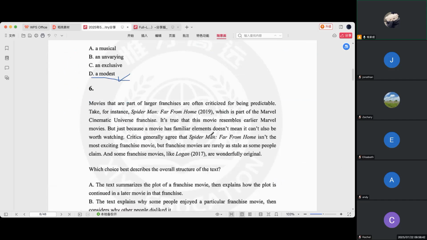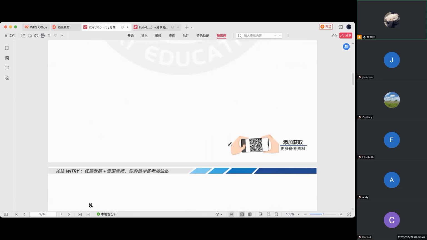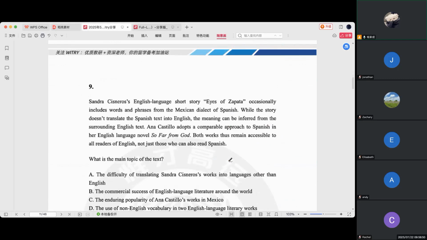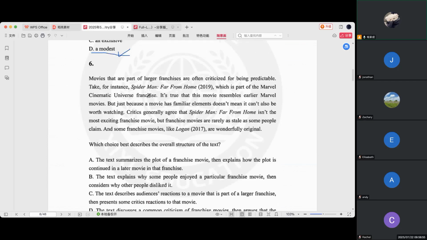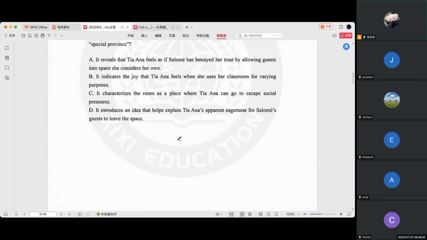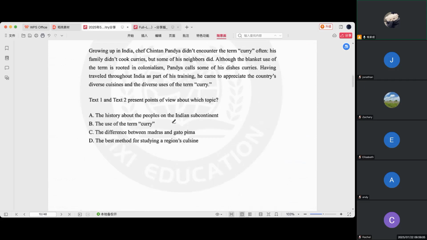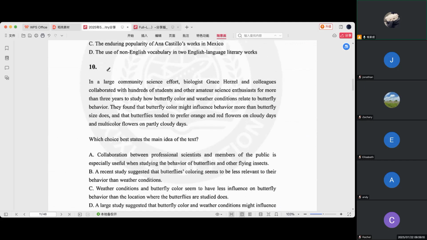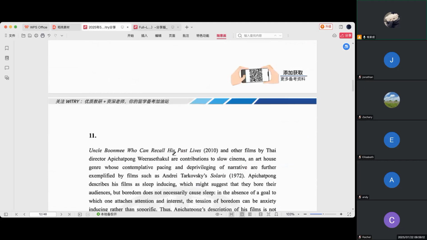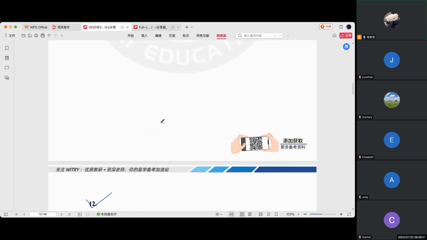And let's also move on to the next part. Next part, we're gonna take a look at some cross-text questions and also textual evidence questions. So yeah, I'm gonna pick a few questions. So please listen carefully here. We're gonna take a try with number 6. That's an overall structure question. And then number 8. Number 8 is a cross-text question. And then we're also gonna take a try with number 10. This is also a main idea question. And number 12. Number 12 is a data evidence question.